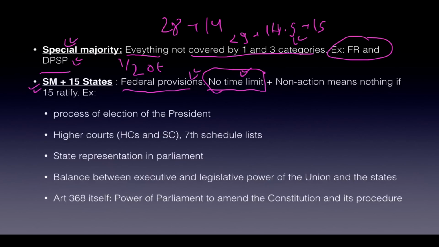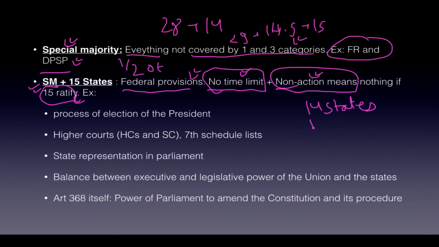the state. If it does not act within the stipulated time, or if it does not take any action, in either of the two cases, nothing is going to happen if 15 of the states have ratified. Is that understood? Let's say 14 states do not do anything at all. They don't act within the time limit, they don't say yes or no or abstain. But if 15 other states have passed it, it does not matter, the constitutional act will become part of the constitution.